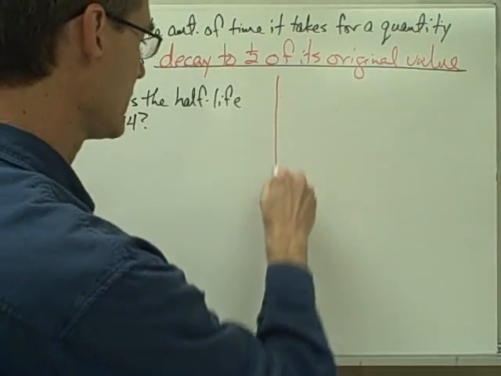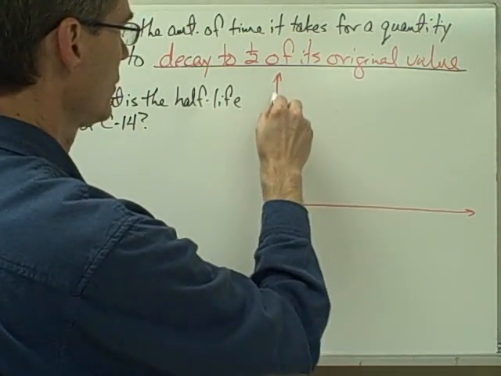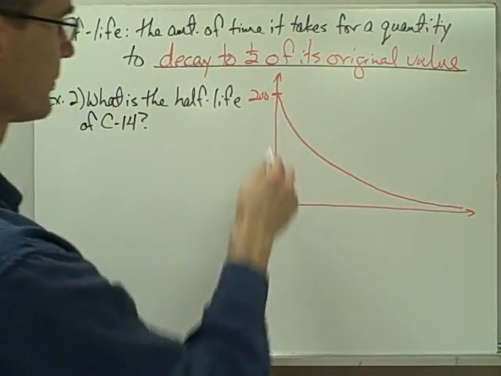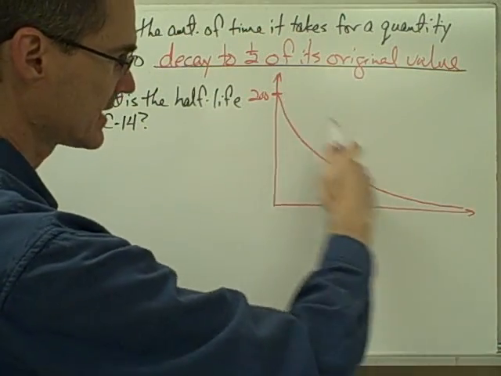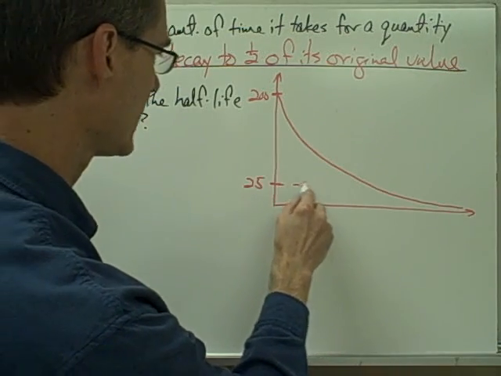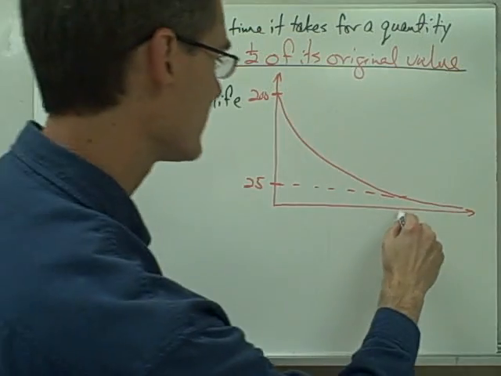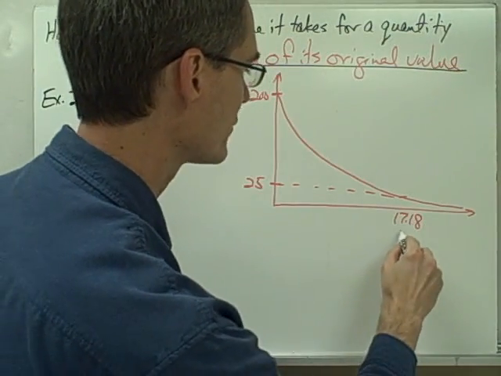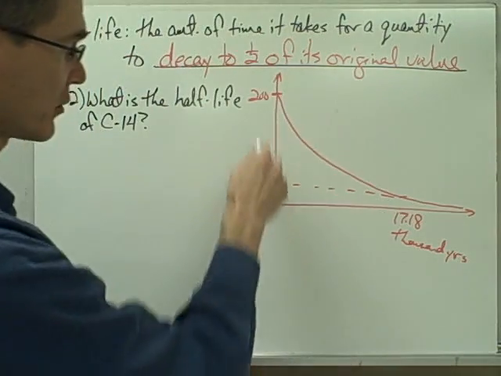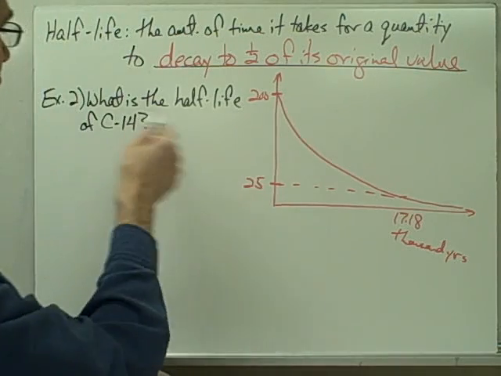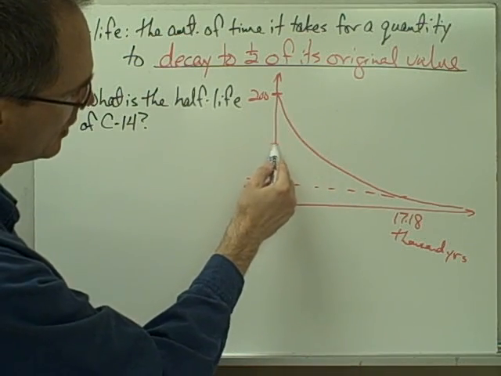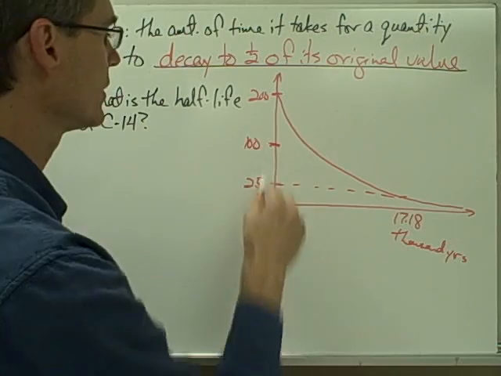In other words, what if we had this exact same graph? We've got our 200 microgram sample of carbon-14. It decays looking like this. And we already figured out that it takes approximately 17.18 thousand years for that 200 microgram sample to decay down to 25 micrograms. This question is saying, how long is it going to take this 200 microgram sample to decay to half of that value? Half of that value is going to be 100 micrograms.